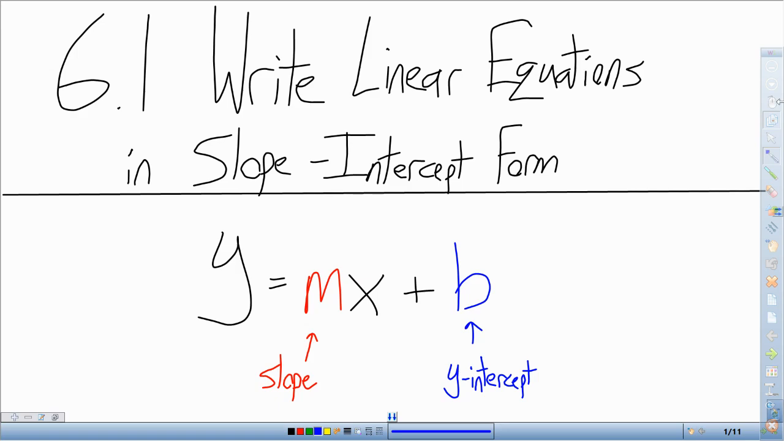So chapter 6 is kind of taking it and moving it to the next step. So it's still a really important concept. Graphing lines in algebra is always a big thing.